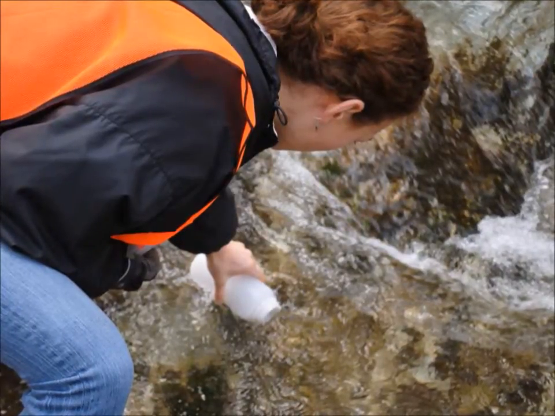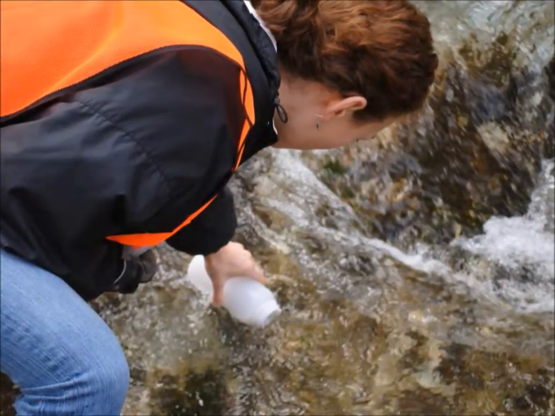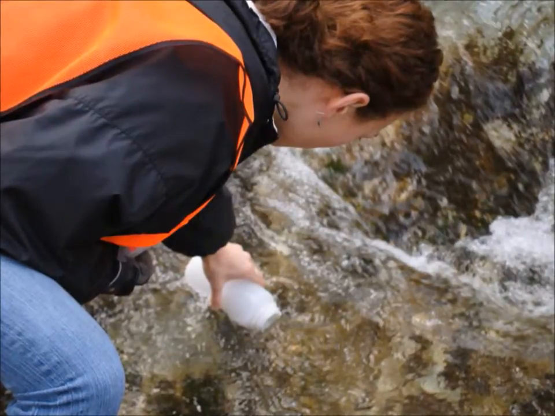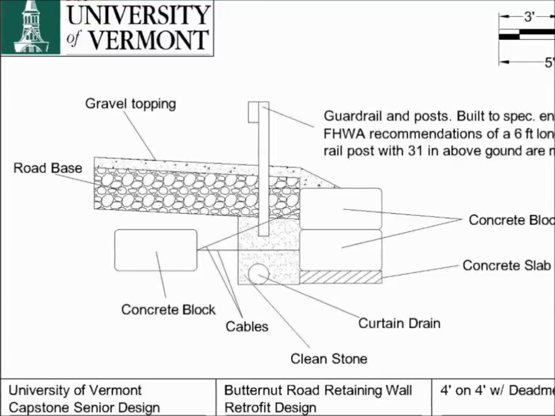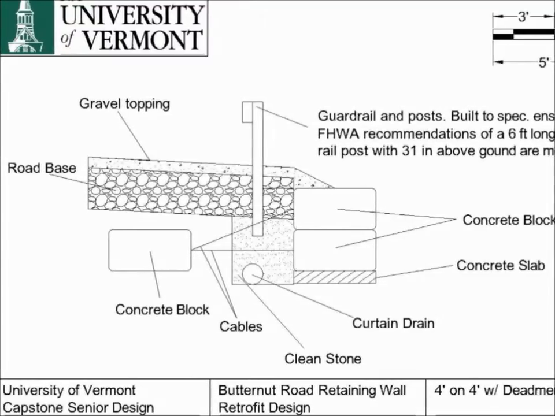Water samples were collected and analyzed to gauge the stream health. pH, turbidity, and dissolved oxygen concentration were all measured. After collecting all field data, an initial design alternative was created.